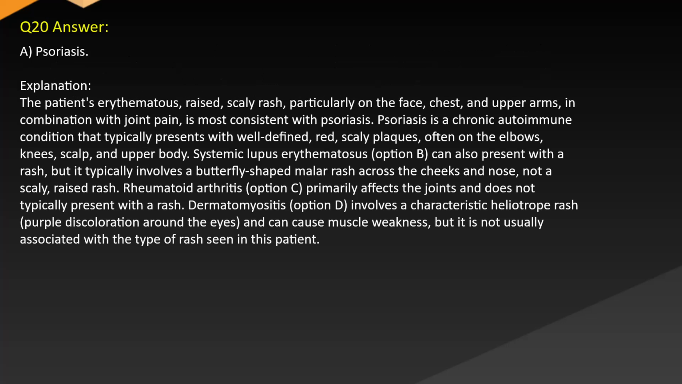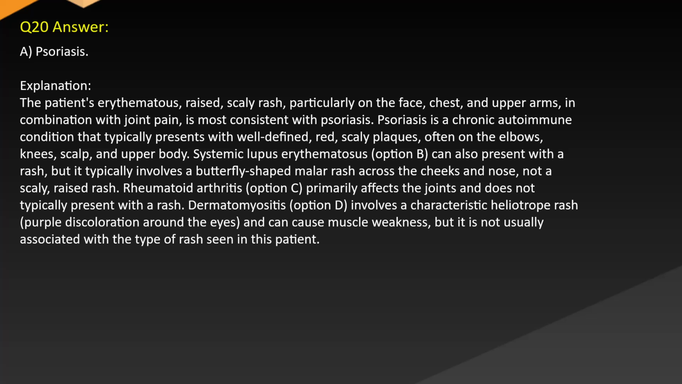Answer A. Psoriasis. Explanation: The patient's erythematous, raised, scaly rash, particularly on the face, chest, and upper arms, in combination with joint pain, is most consistent with psoriasis. Psoriasis is a chronic autoimmune condition that typically presents with well-defined, red, scaly plaques, often on the elbows, knees, scalp, and upper body. Systemic lupus erythematosus, option B, can also present with a rash, but it typically involves a butterfly-shaped malar rash across the cheeks and nose, not a scaly raised rash.